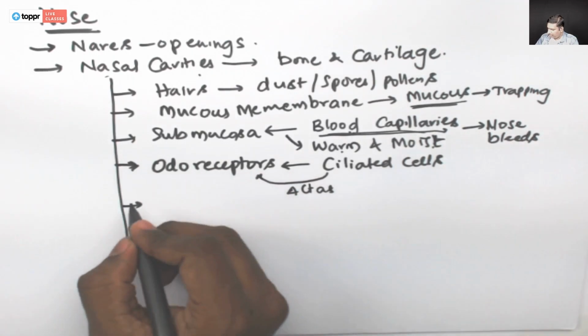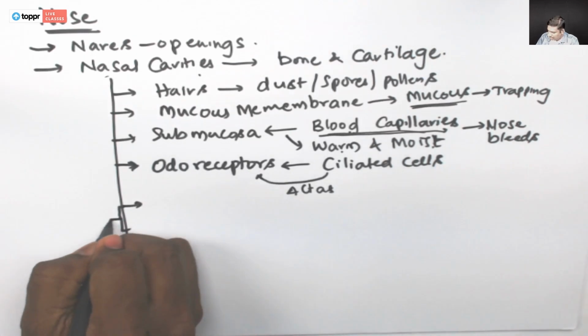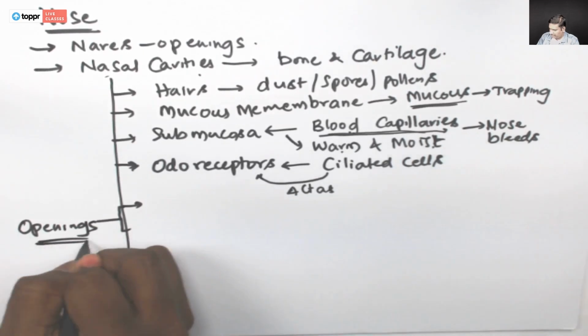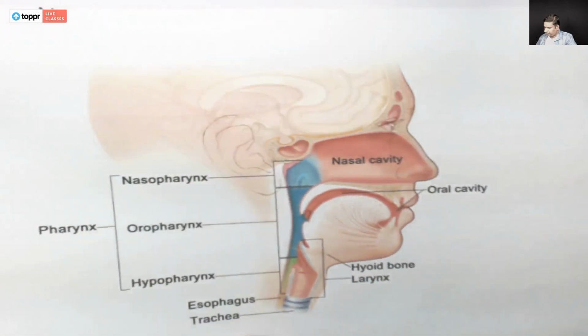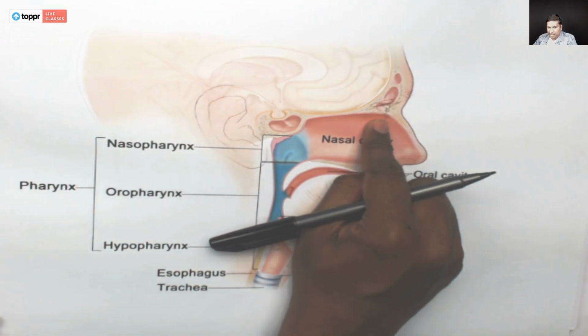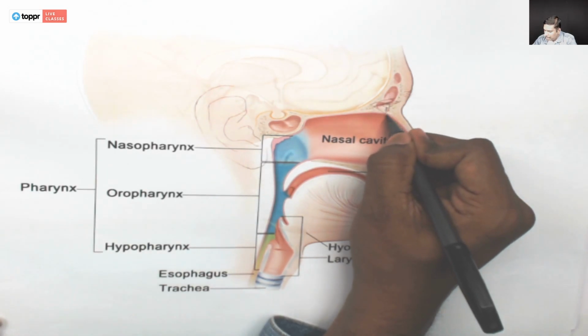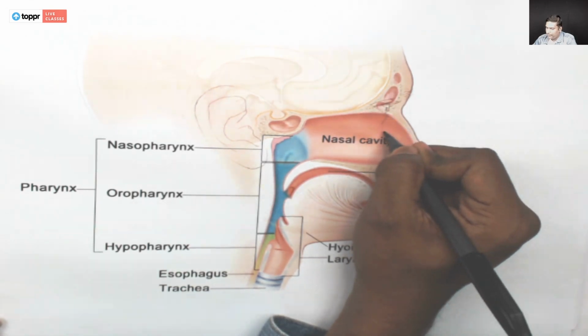So that is about the odoreceptors in the nasal cavity. Now, there are two openings that you will see in the nasal cavity. What are the openings that you see in the nasal cavity? Here you see how close the eyes are to the nasal cavity. So the tear glands open into the nasal cavity.